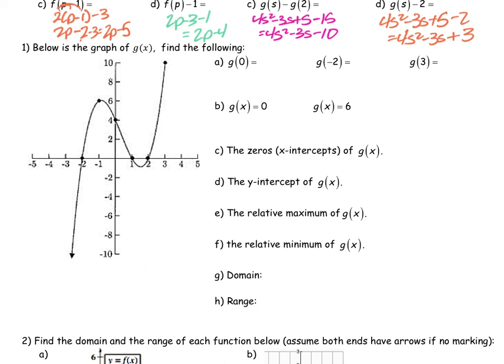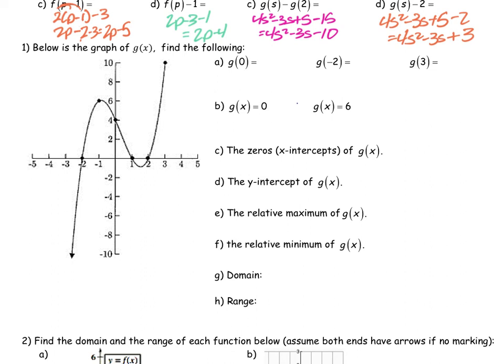So I have this problem. It says below is the graph of g of x. Find the following. So I have A through H things to find. Wow. It's going to be one of those days, you guys. I'm so glad it's Friday. Okay, so they want me to find g of 0 first.